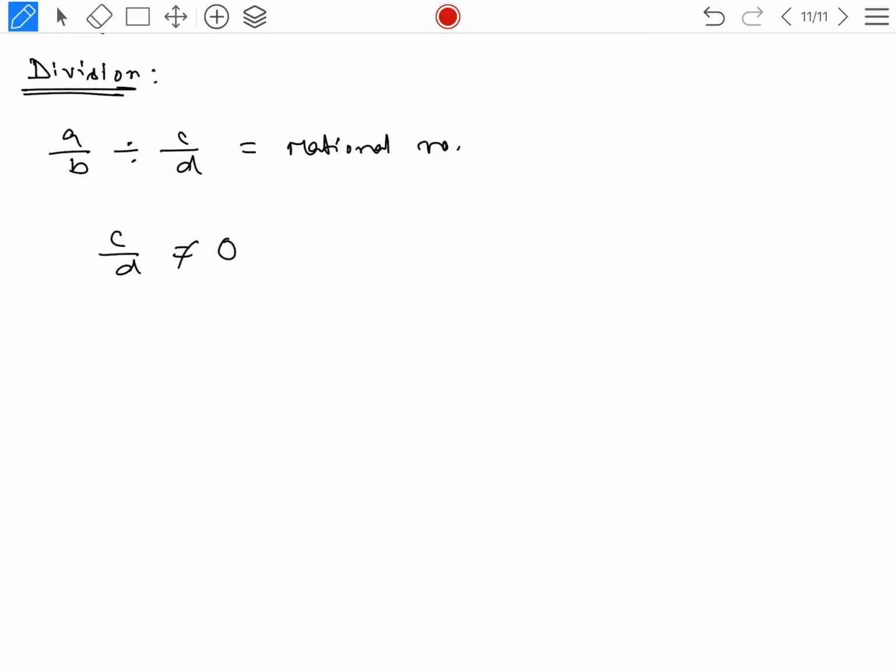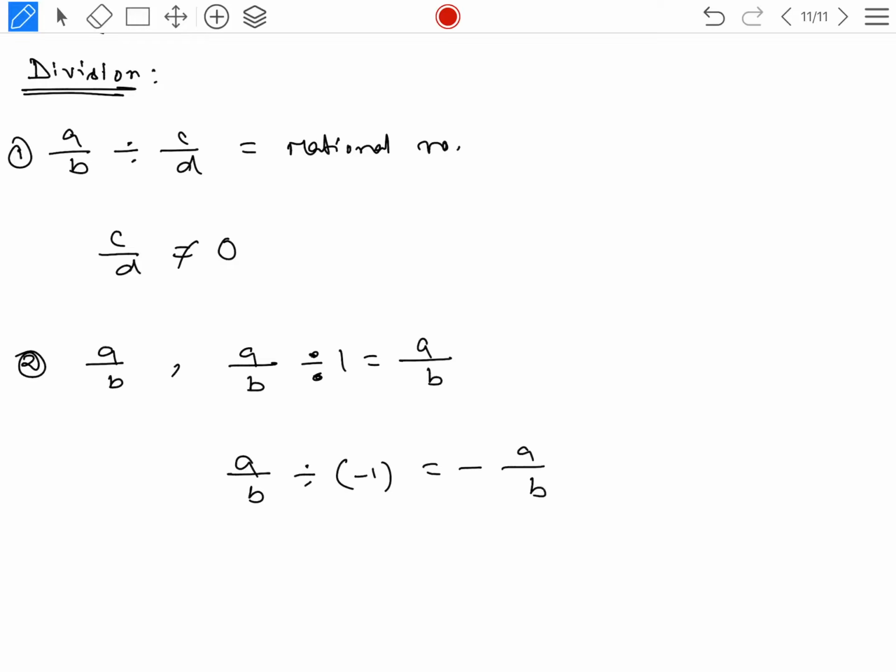Okay, understood? That means the closure property is correct for division also. Okay, then second property, this is first property, closure property, same as multiplication. Second property, see, for any rational number a by b, we have a by b divided by 1. A by b divided by 1 is always equal to a by b. Similar to multiplication, when we multiply by 1, we get the same rational number, and when we divide by 1, then we get the same rational number. But if we divide a by b by minus 1, then one negative sign will come here, then it will become minus a by b. Understood? So this is the second property of division of rational numbers.